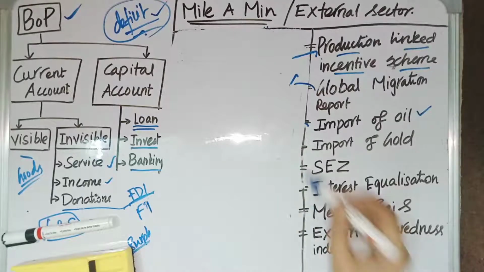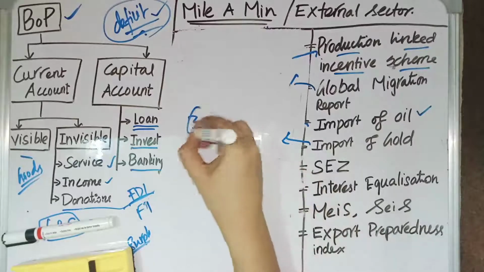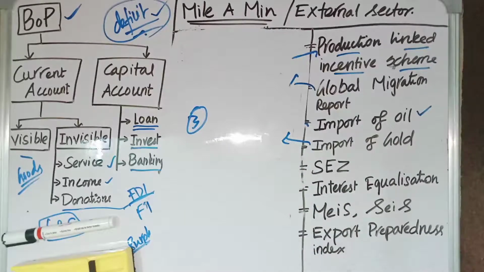And then we have import of gold. Relating to import of gold, we have already seen the import of gold is high. I think it is in the third position. So we import gold more. Why? Because Indian people are so much attracted towards gold. They buy gold jewelries and all that. So we should reduce the gold.